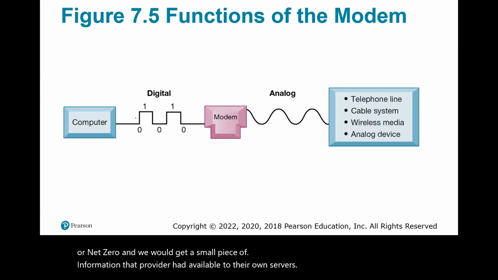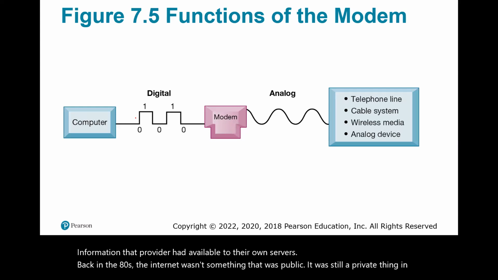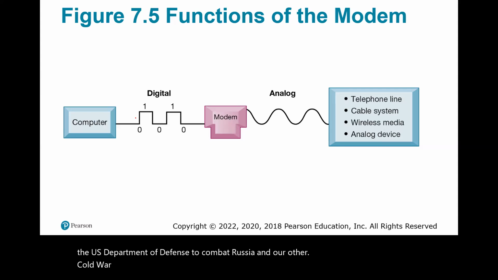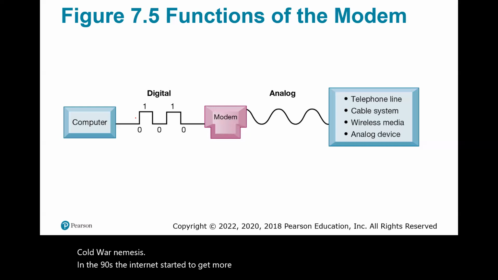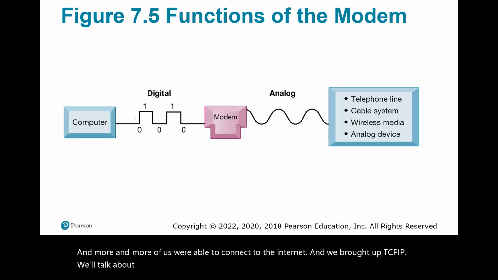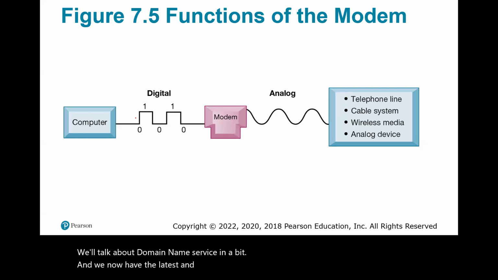Back in the 80s, the internet wasn't something that was public. It was still a private thing in the US Department of Defense to combat Russia and our other Cold War nemesis. Well, in the 90s, the internet started to get more public, and more of us were able to connect to the internet, and we brought up TCP/IP. We'll talk about domain name service in a bit, and we now have the latest and greatest of what Web 2.0 is.